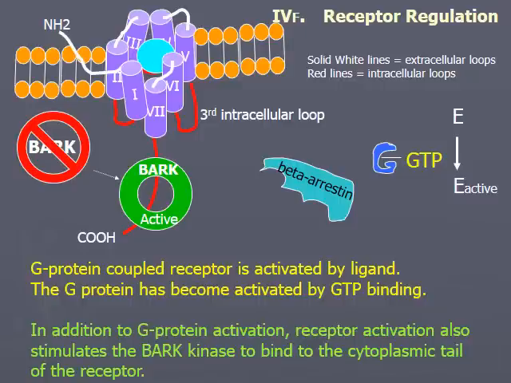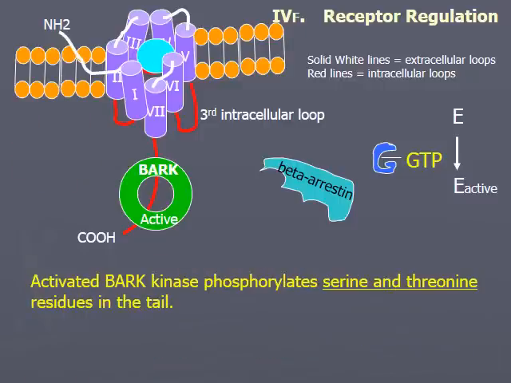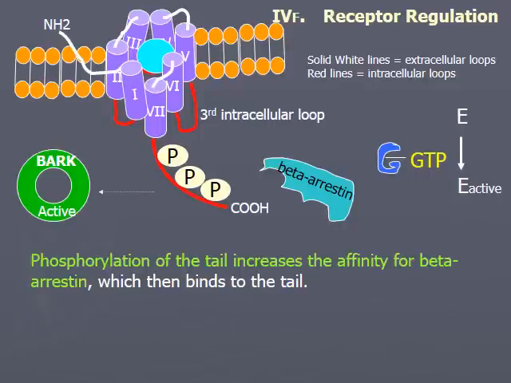So what kind of kinase is BARK kinase? Is it a tyrosine kinase, or is it a serine threonine kinase? The serine threonine kinase. So BARK kinase, in response to drug activation of the receptor, comes up to the tail and phosphorylates the serine and threonine residues in the tail. I've drawn that here as these three yellow phosphates being put onto the tail.